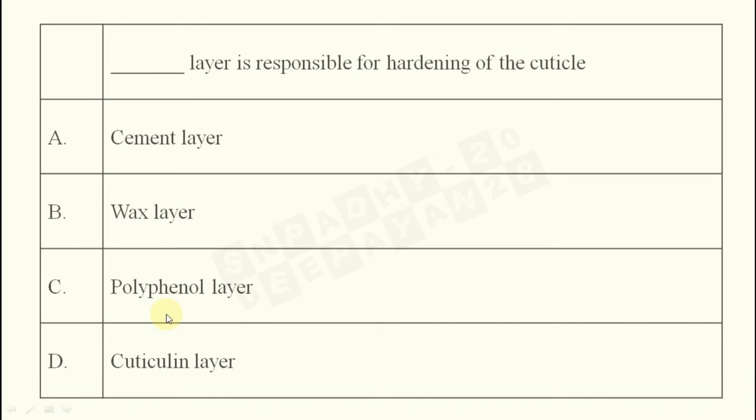So you see the next question is, dash layer is responsible for hardening of the cuticle. This is also a very, very important one. The answer will be polyphenol layer. They are responsible for the hardening of the cuticle. Next one you see, dash layer acts as a growth barrier. Here the answer will be cuticulin layer. Very, very important. Answer will be cuticulin layer.